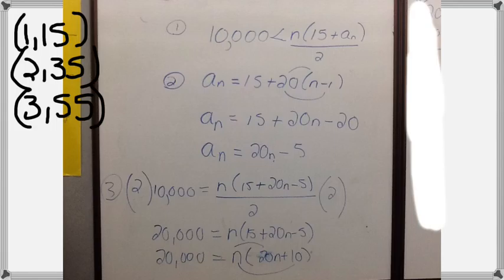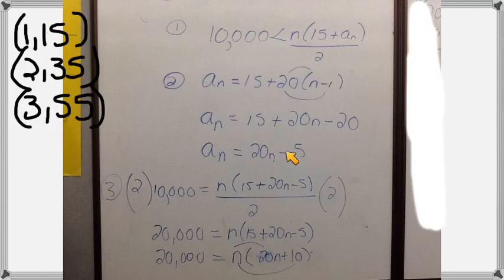The explicit formula for arithmetic sequences is the first term, which is 15, plus 20, that is the common difference if you look at these three terms, times n minus 1. Now I'm just doing some simplification of this, so I did 20 times n and 20 times negative 1, and that gave me 15 plus 20n minus 20. And that simplifies down to a of n equals 20n minus 5.